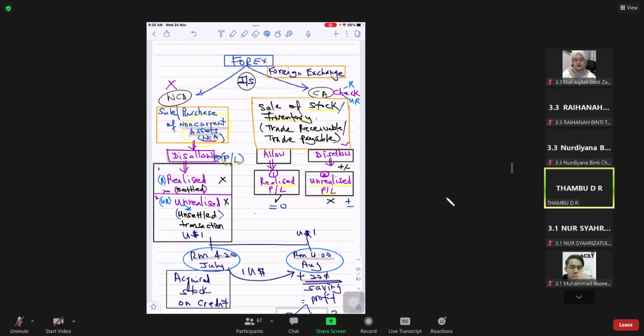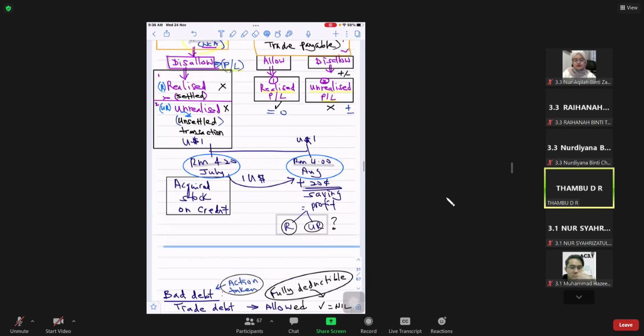If it is sale of stock relating to creating inventory, trade receivable, trade payable, this one. If it is realized, allow. Unrealized, disallow. What is plus minus? Profit you add, I minus. Loss you minus, I add. I do the opposite. If it is realized, we allow. That is only for current asset. You have to check whether realized or unrealized. Here, no need to check. Every item for non-current asset not allowed. Okay. All right.